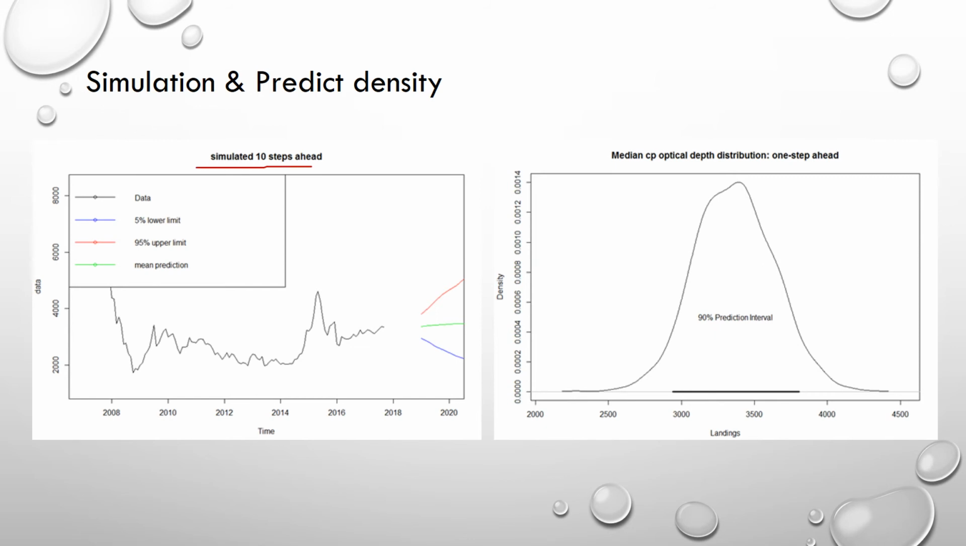Finally, we will see the simulation and predictive density here. In the first one, we see the simulation of 10 steps. We see the limit here. And in the second one, we see the probability of one step ahead being less than 2500 or greater than 4000 is small. So that's all the information I have for today.